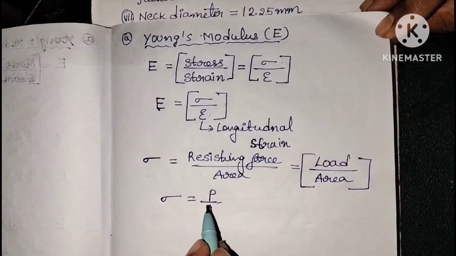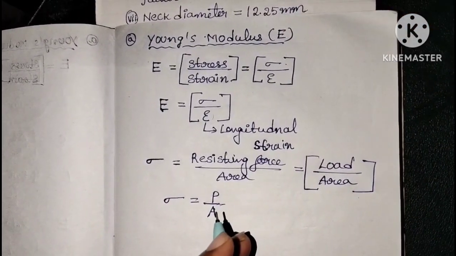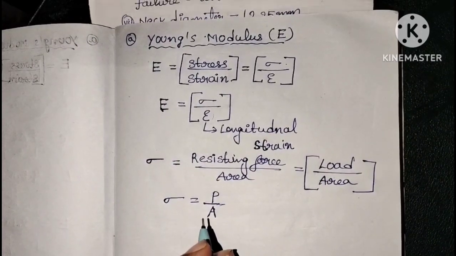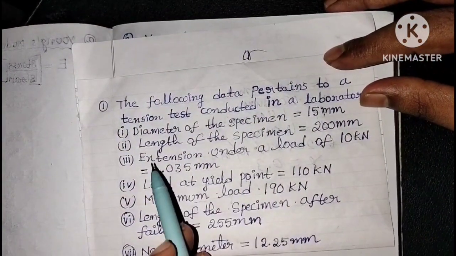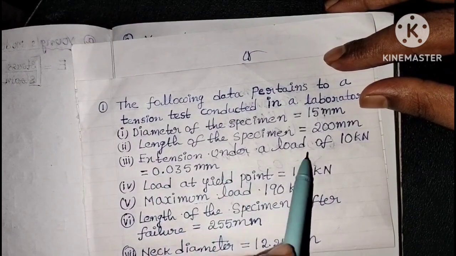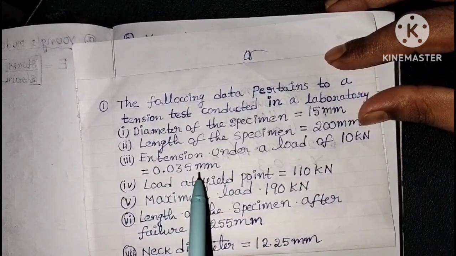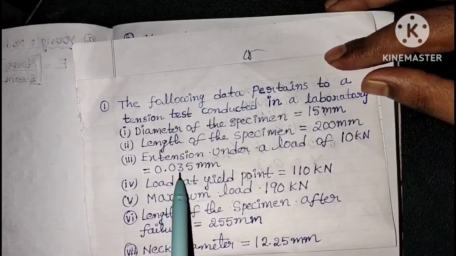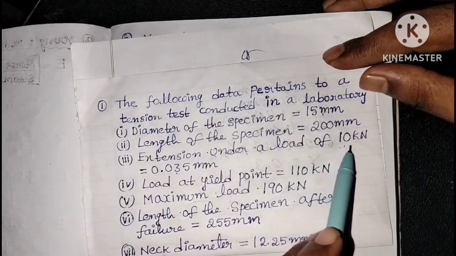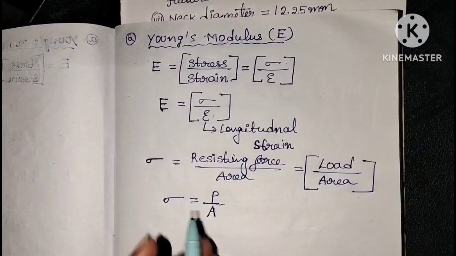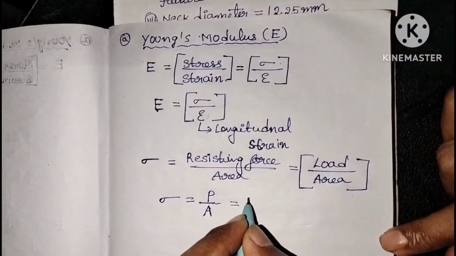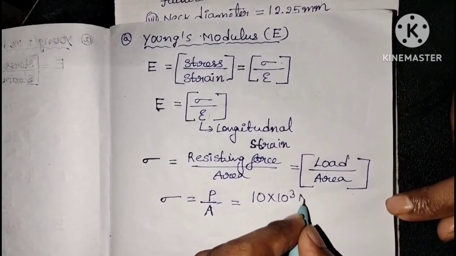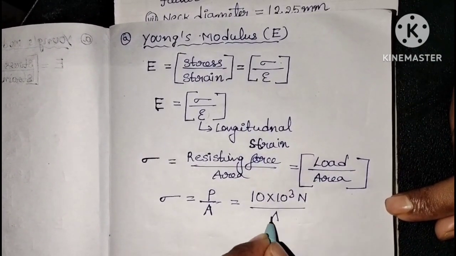And here, how much is the load? The load is already given. The extension under a load of 10 kilonewton is 0.035 mm. Here extension means change in length, delta L, and the load given is 10 kilonewton. So P is 10 kilonewton. Convert kilonewtons into Newton. Kilo means 10 cube, so 10 into 10 cube Newton per area.